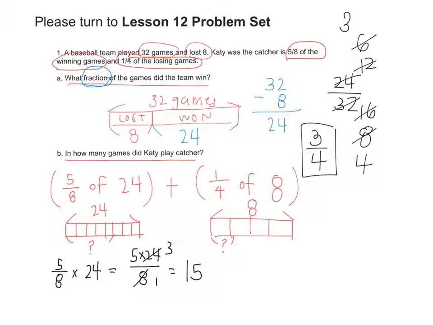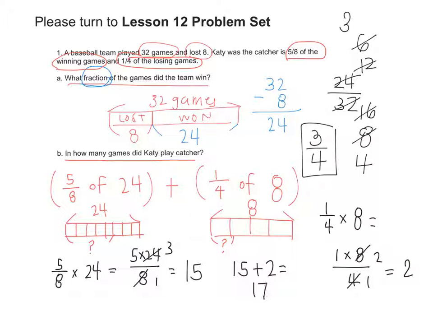How can I find out how many times she played catcher for the losing games? What math equation could I write? Arun? 1/4 times 8. Okay. 1 times 8 over 4. And I can cross out the 4 and the 8, can't I? Yeah. So how many times was she catcher for the losing games? 2. So to find out altogether how many times she played catcher, I have to do 15 plus 2, which is 17. And my label should be games. Good.